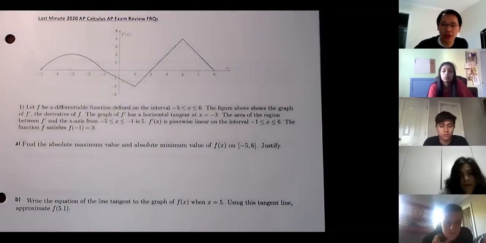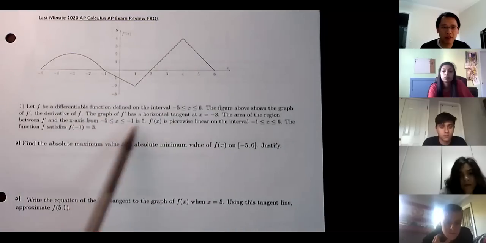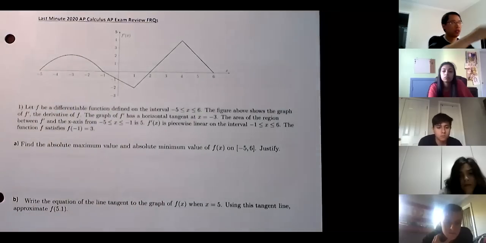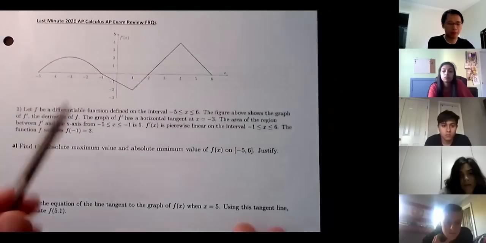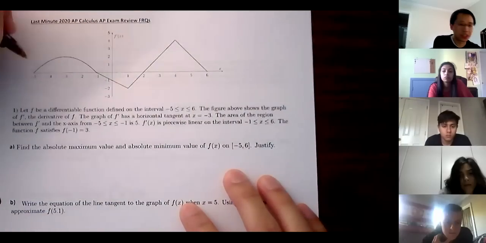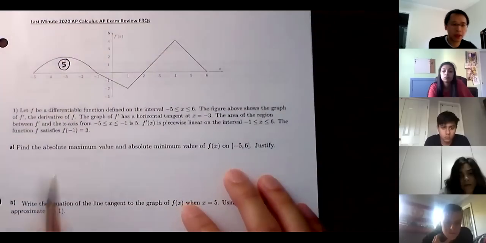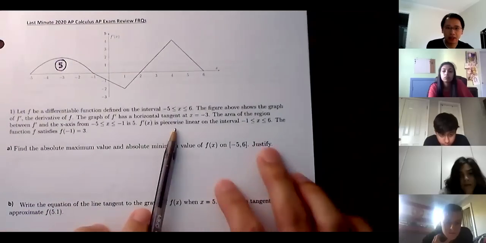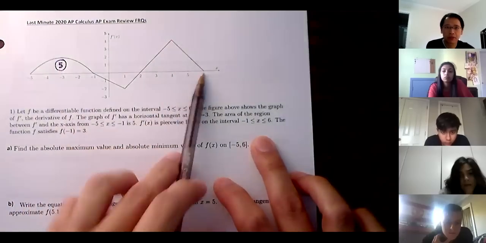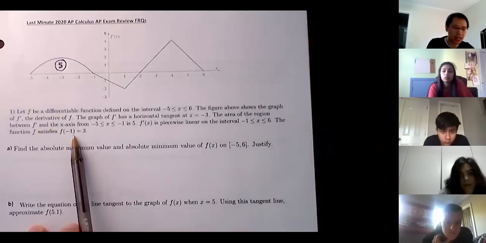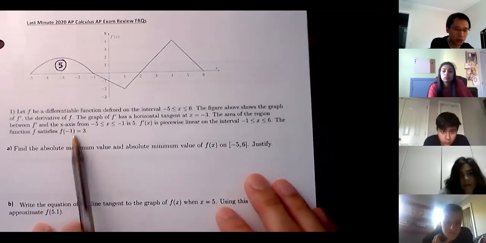It's defined on the interval from -5 to 6. The figure shows the graph of f prime. Graph of f prime has horizontal tangent at -3, so there's a slope 0 here. Area of the region between f prime and the x-axis is 5. So this is not a geometric shape. They're giving us what that value is. And we have piecewise linear functions here, different linear graphs that are just connected together. And the function satisfies f of -1 is equal to 3.